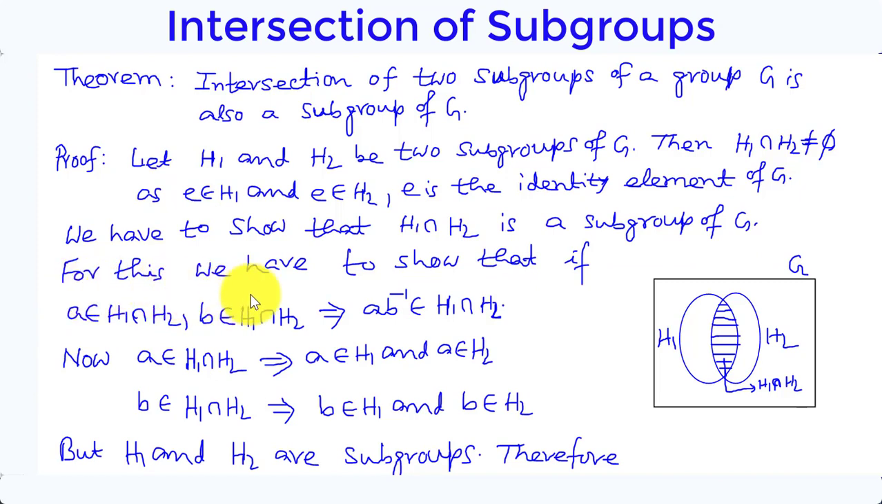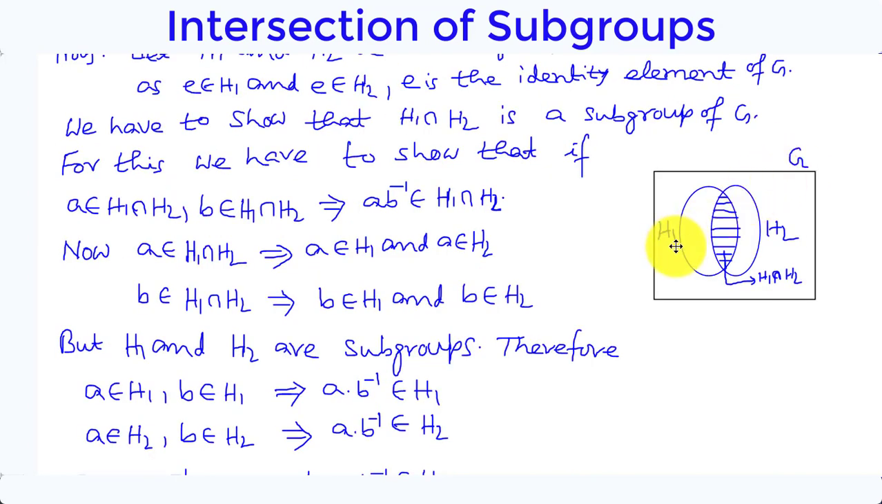For this, we have to show that if A belongs to H1 intersection H2, B belongs to H1 intersection H2, then A into B inverse belongs to H1 intersection H2. Diagram: G is the group, H1 and H2 are two subgroups of G, and this shaded portion is H1 intersection H2.